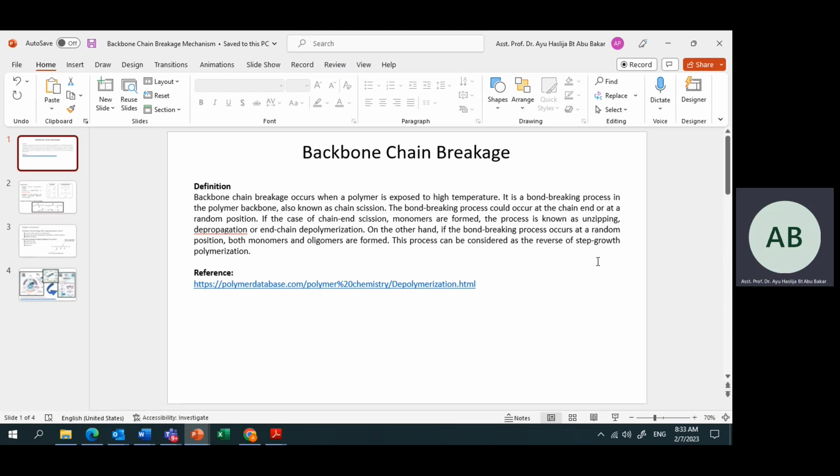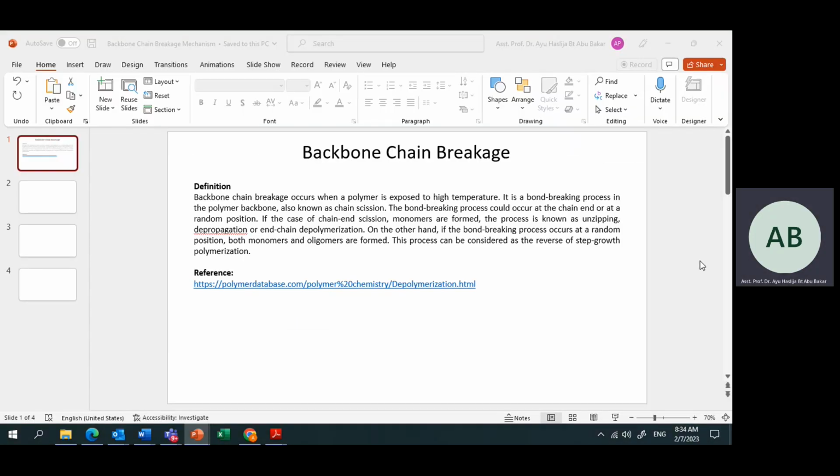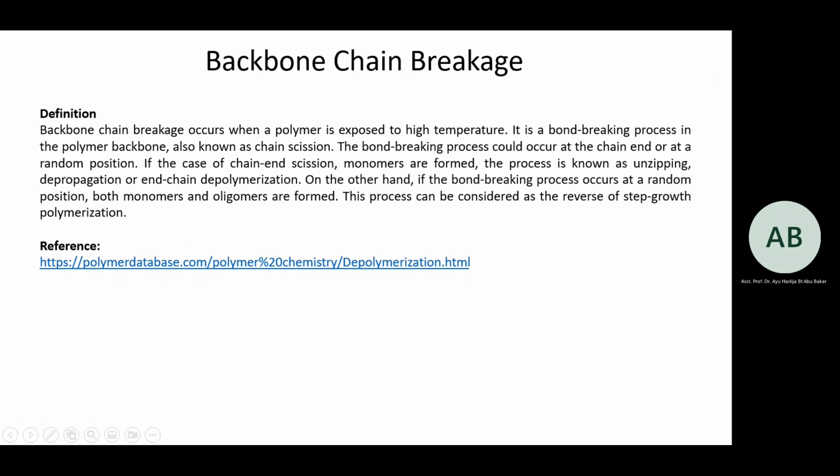Okay, backbone chain. It's a bond breaking process that occurs when the polymer is exposed to high temperature. This process is also known as chain scission.